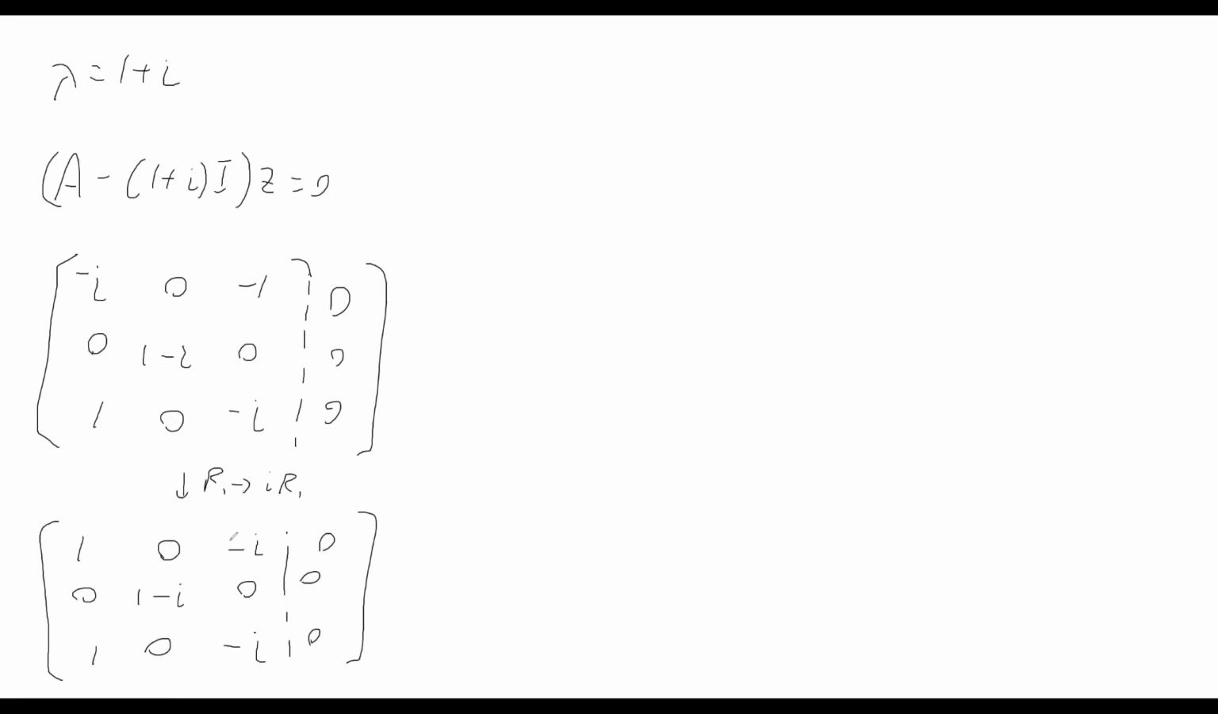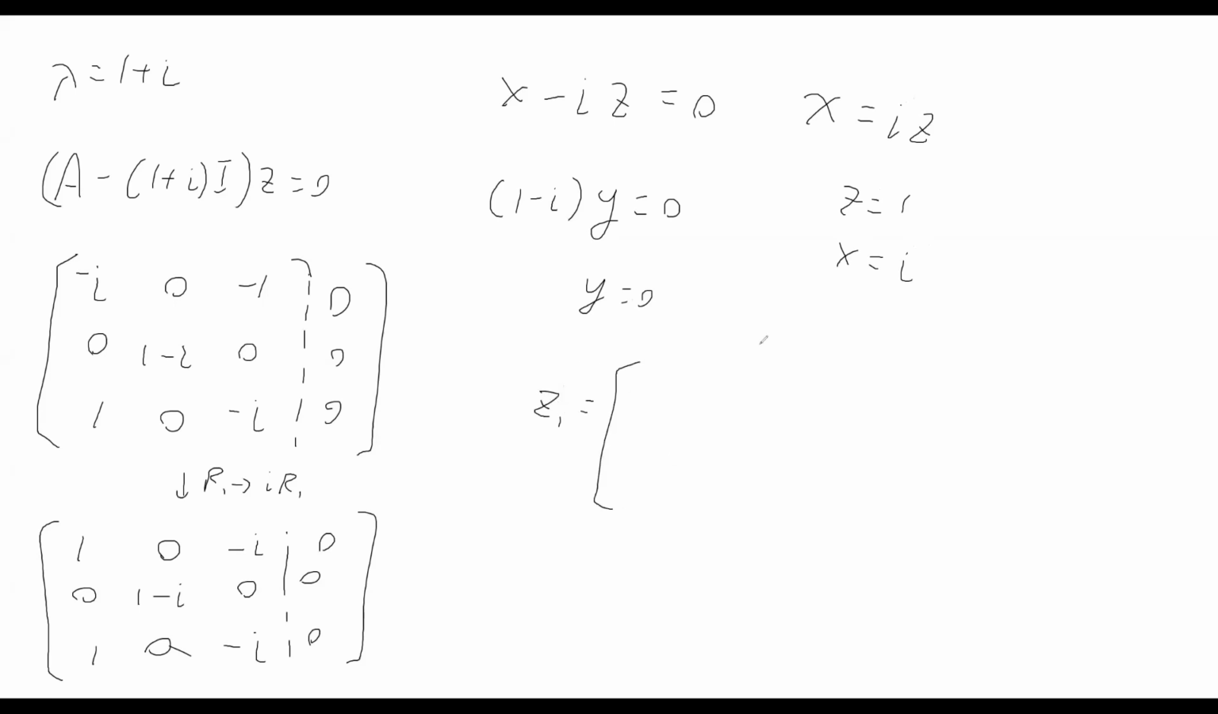So if you look at the first and the third, we both get that x minus iz is equal to 0. And then we have 1 minus i times y is equal to 0. So here we know that x is equal to iz. So if z is 1, x will be i. And here, the only case to make this a 0 is y equal to 0. So our first complex vector would be i, 0, and 1.